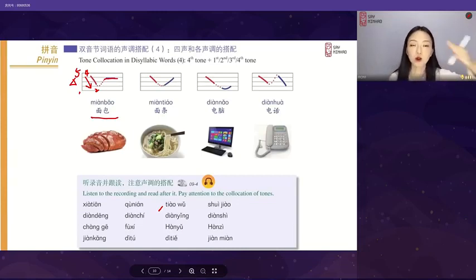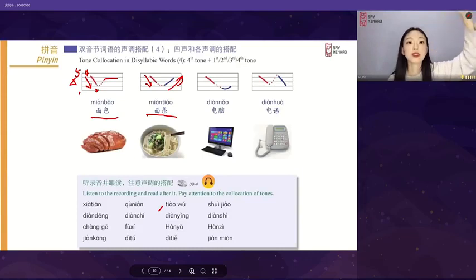Okay, 面包, okay. Pay attention to the pitch where these tones hold. Next one is 面条, which means noodle, 面条. We can see it is dropping and rising, drop and rise, okay? Be careful with the pitch of 面条.